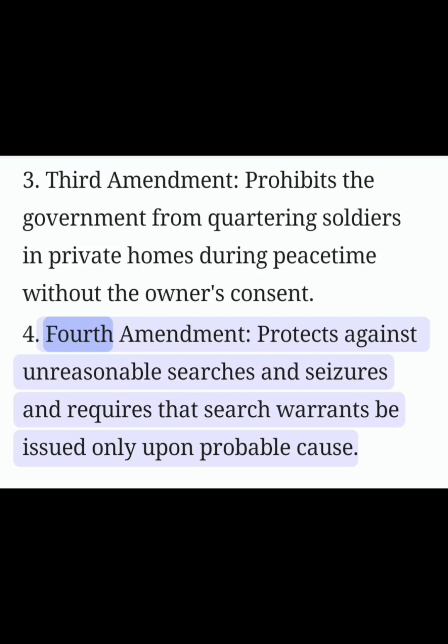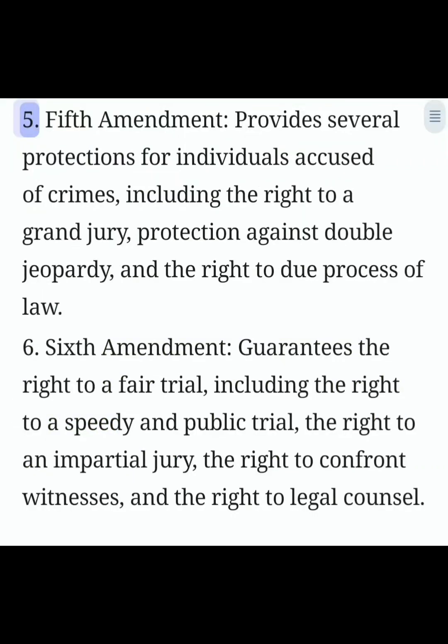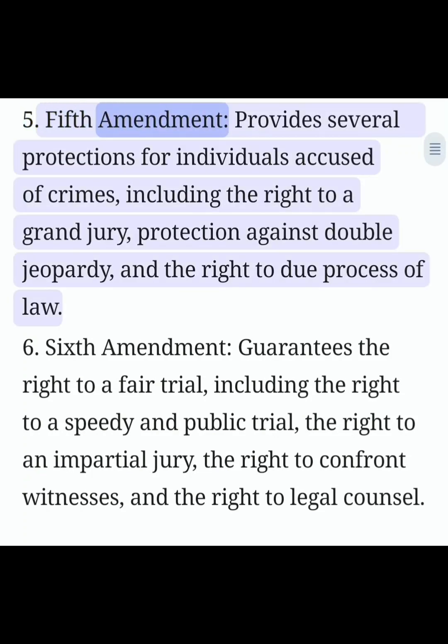4. The Fourth Amendment protects against unreasonable searches and seizures and requires that search warrants be issued only upon probable cause. 5. The Fifth Amendment provides several protections for individuals accused of crimes, including the right to a grand jury, protection against double jeopardy, and the right to due process of law.